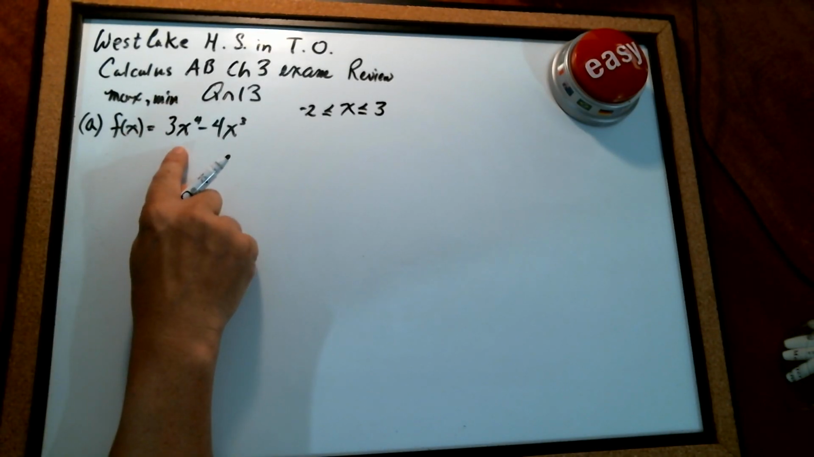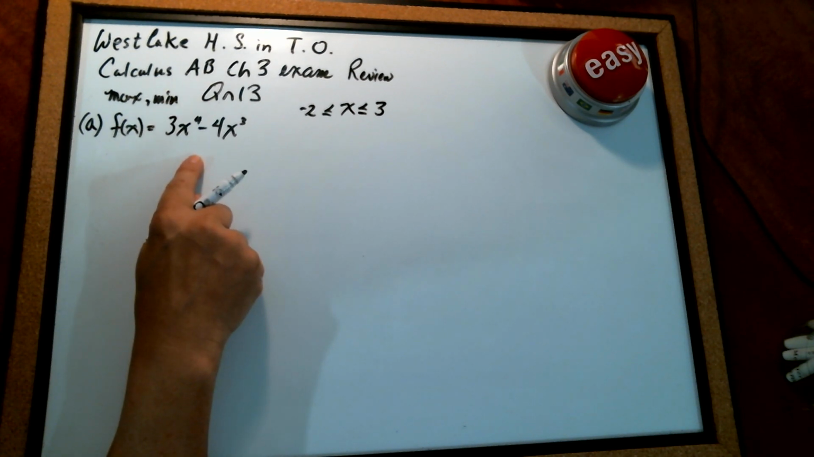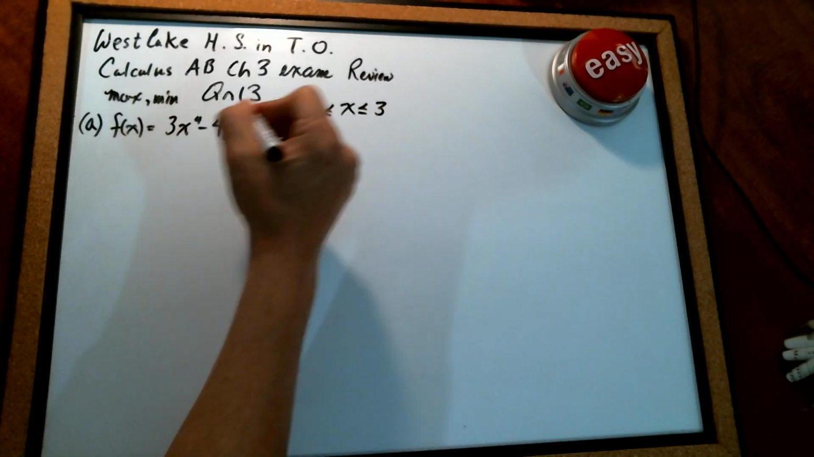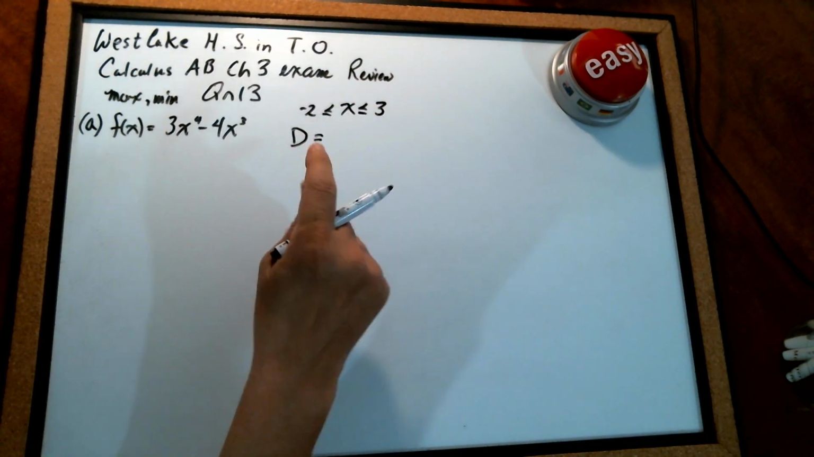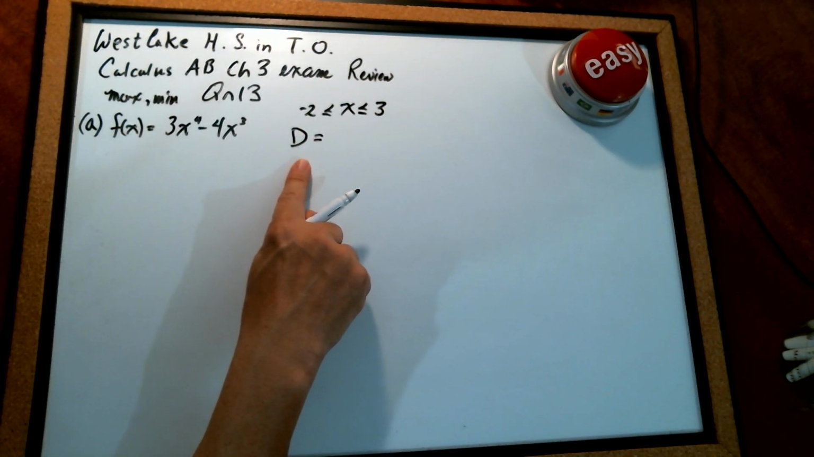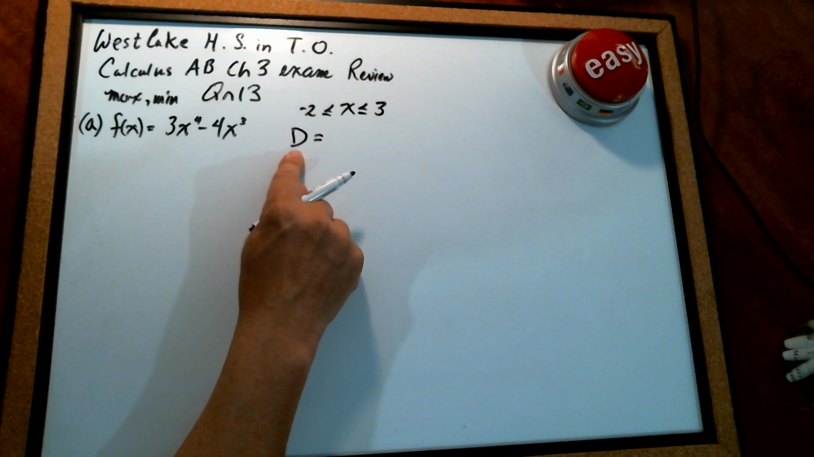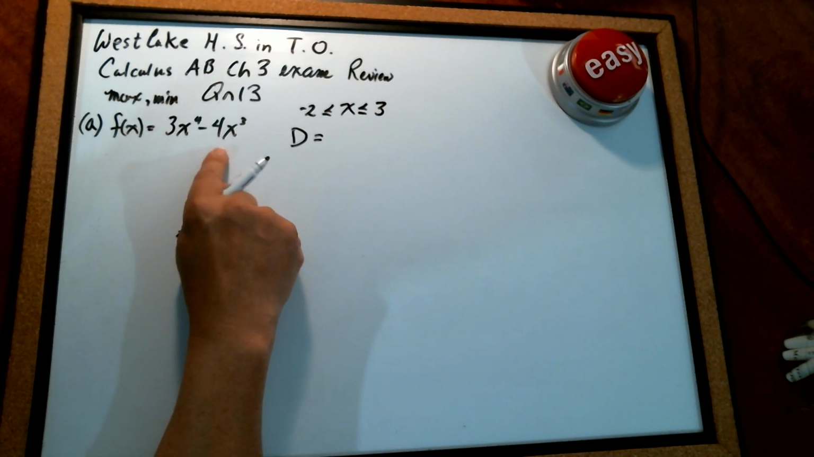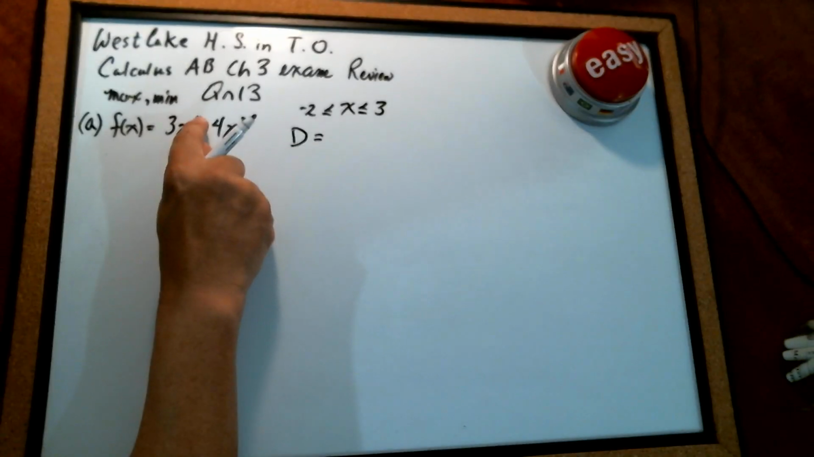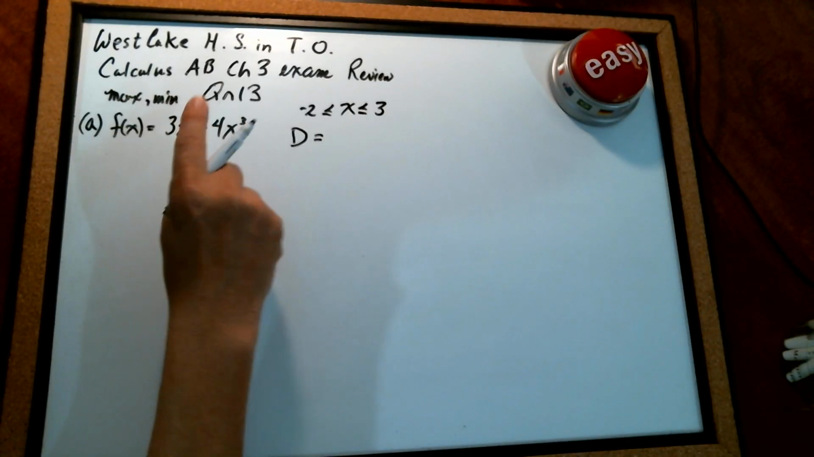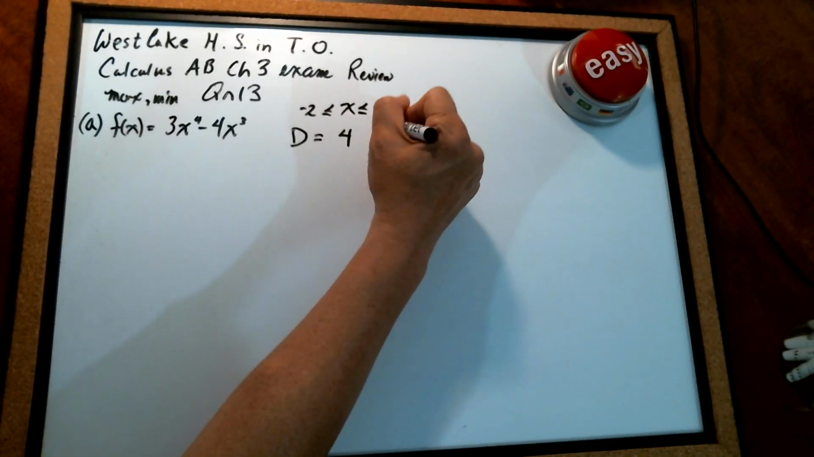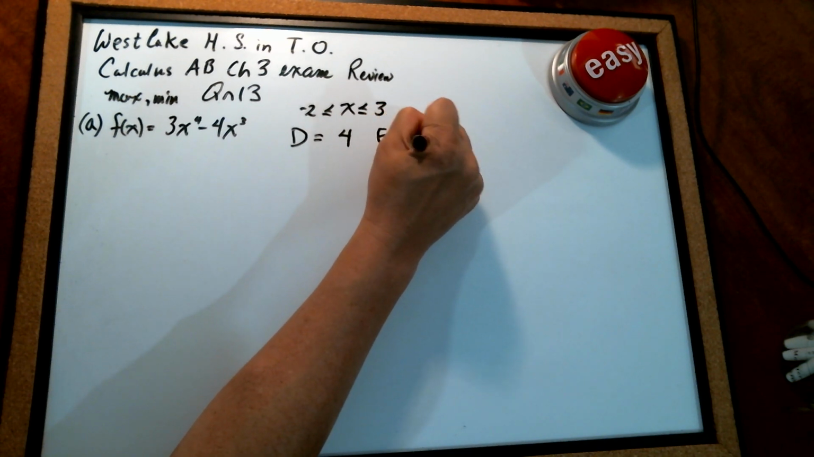Well, let's look at this function first. I'm not going to even graph it for you. I'm just going to tell you what this graph looks like. Let's look at the degree here. The degree is the highest power. According to here, the highest power is 4. Degree is 4. That means it's going to be even.